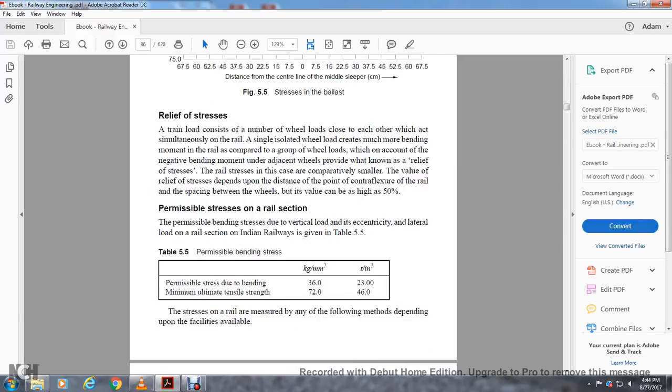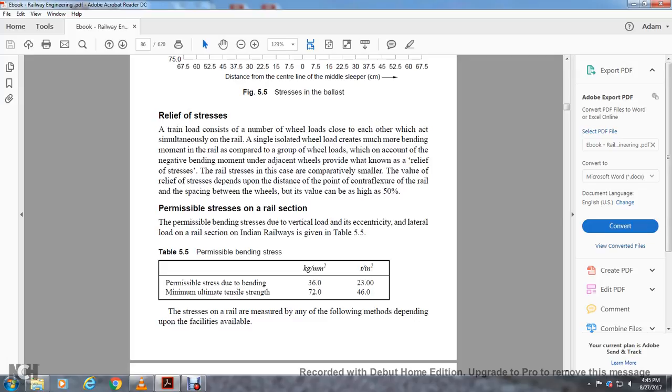Relief on stress. A train load consists of a number of wheels close to each other acting simultaneously. A single isolated wheel load creates much more bending moment than when the rail is loaded with several wheel loads, because of the negative bending moment from the adjacent wheels, which provides a known relief of the stress. The real stress is compared, the smaller the value of the relief. This depends on the distance of the point of contraflexure of the rail and the spacing between the wheels, and the value of relief is 50%.